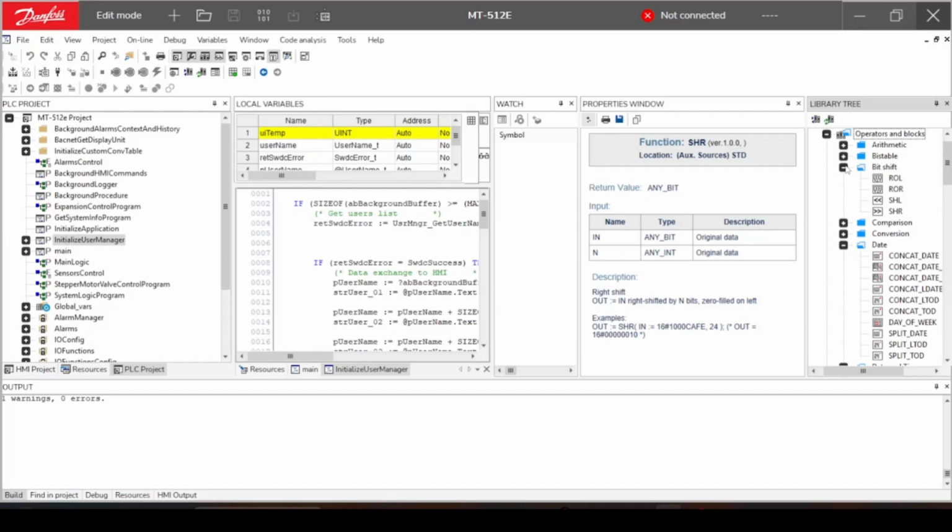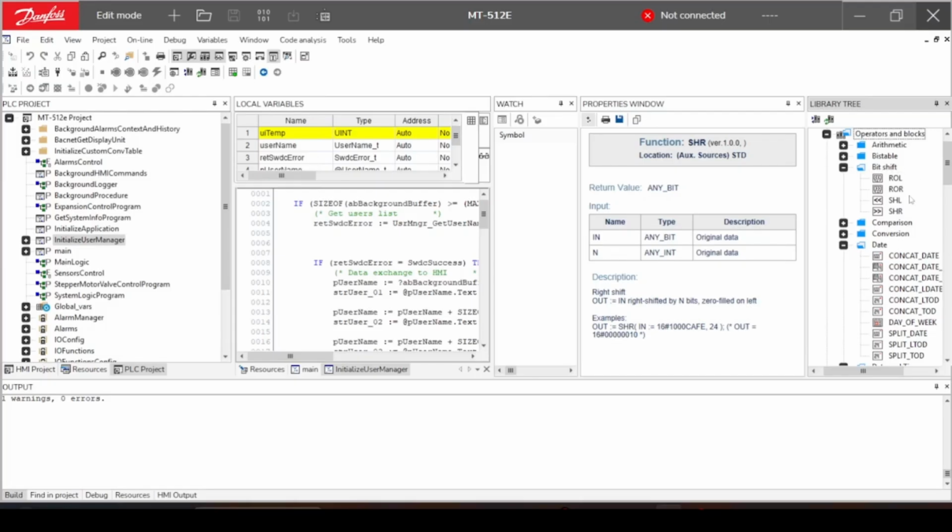Before looking at the function blocks, let's quickly review what a bit is. Every number stored inside a PLC is represented as a sequence of bits. For example, the decimal value 13 can be written in binary as 00001101. Each position represents one bit. Bit shifting simply moves these bits either to the left or to the right. Depending on the function used, the empty positions are either filled with zeros or wrapped around to the opposite side.